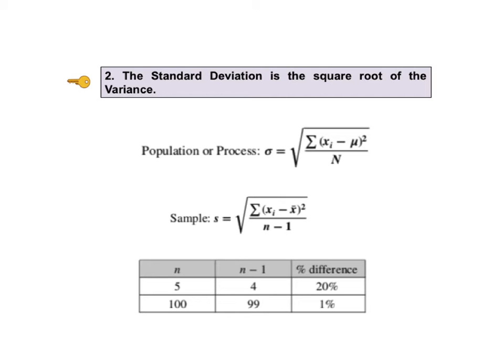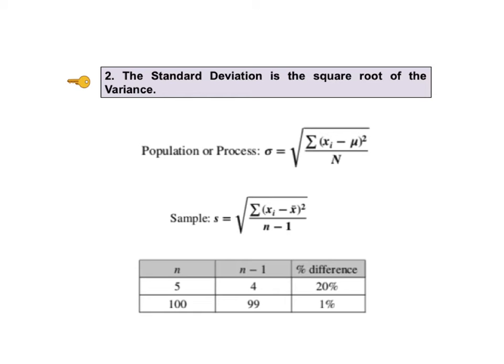This gives us a somewhat larger value for sample standard deviation. How much larger is dependent on the sample size. The n minus 1 adjustment accounts for the fact that small samples will give less accurate estimations of the population or process standard deviation than will large samples. There will be more variation. So standard deviations calculated from small samples will be larger than those calculated from large samples.